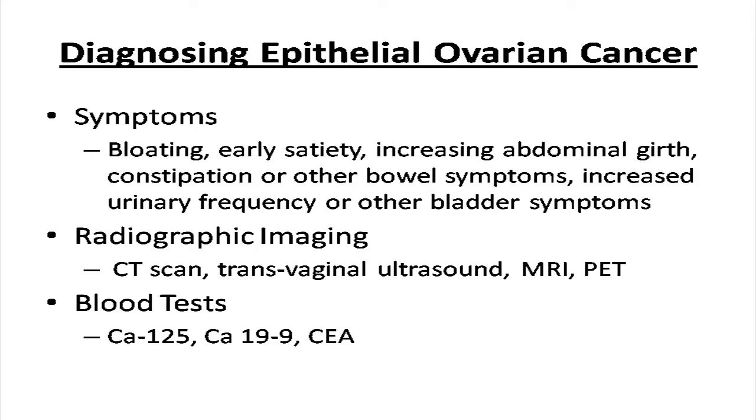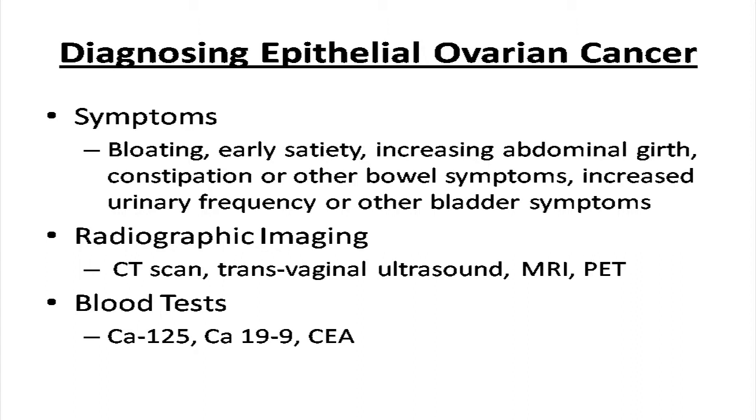How is epithelial ovarian cancer diagnosed? Well, patients may endorse symptoms such as bloating, early satiety, increasing abdominal girth, constipation, or other bowel symptoms. They may have increased urinary frequency or other bladder symptoms from a pelvic mass that may be compressing the bladder. Radiographic imaging sometimes is able to give us information about how disseminated the cancer is, although it is not used necessarily to diagnose or stage the cancer.